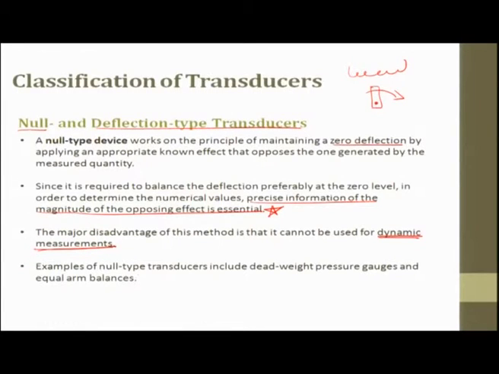When I do force measurement, I will always try to do dynamic measurement. In the olden days when we used to use a dial gauge, it was only maximum force measurement we used to measure. But now when we have this dynamic measurement, during the process of machining, we are able to find out different insights, what is the interaction between the tool and the workpiece. So, dynamic measurement is very vital. Examples for null type transducers include dead weight pressure gauges and equal arm balances. So, these are some of the devices which work as null type devices. A null type device works on the principle of maintaining a zero deflection.